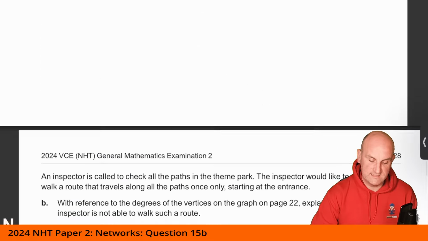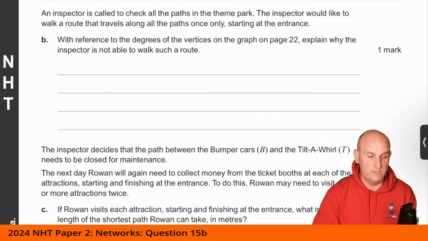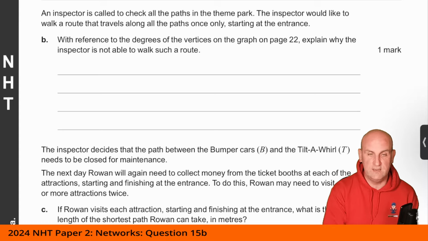Explain why the inspector is not able to take this route. So what we're really saying here is it's an Eulerian trail, all right? Why can't we do an Eulerian trail? Because that's what it's called to go from the, what does it say? Like to travel a route starting at the entrance. It doesn't say it's got to finish at the entrance, it's got to start at the entrance. And to do that, it's got to have 2 vertices with an odd degree. Well, it doesn't.